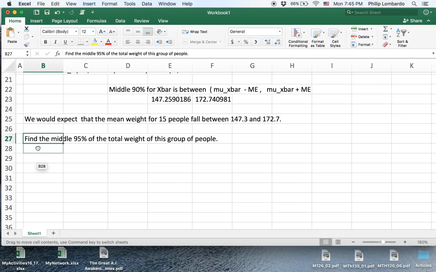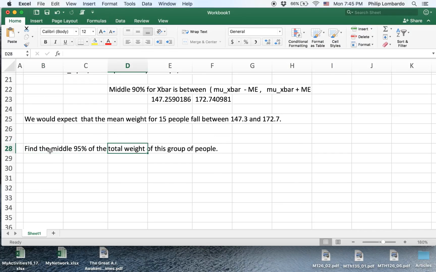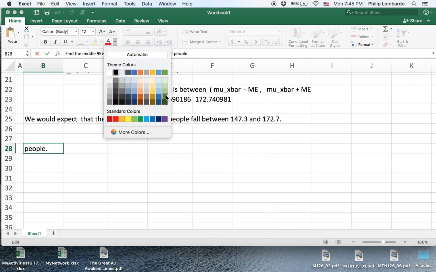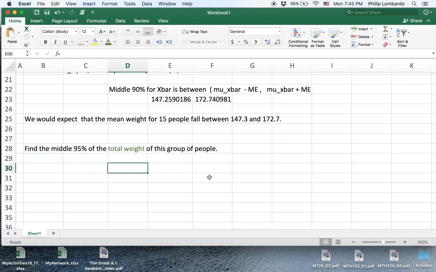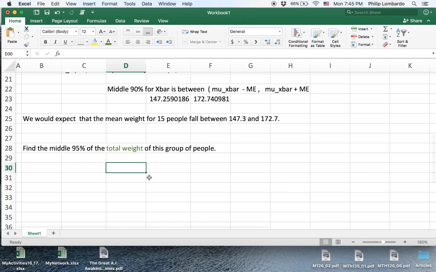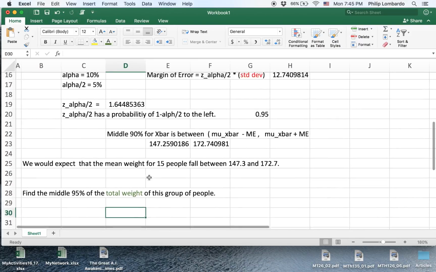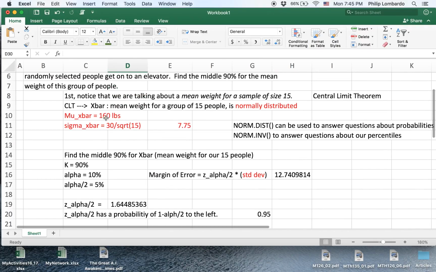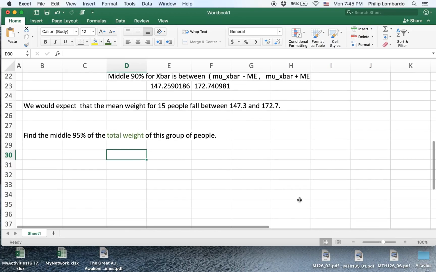Slightly different problem works with the total weight. Okay, so how do you deal with the total weight of this group of people? Notice that if we're talking about the total weight for 15 people, this is going to involve a group as well. It's a group measurement, but it's not the group mean. Okay, so it's not the same as X bar. But here's the idea. If you know what the mean of a group is, you also know what the total sum is going to be.